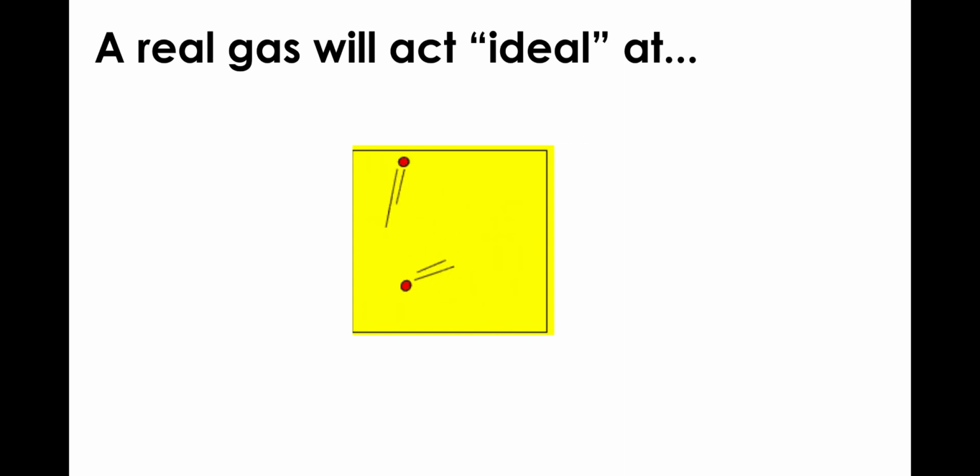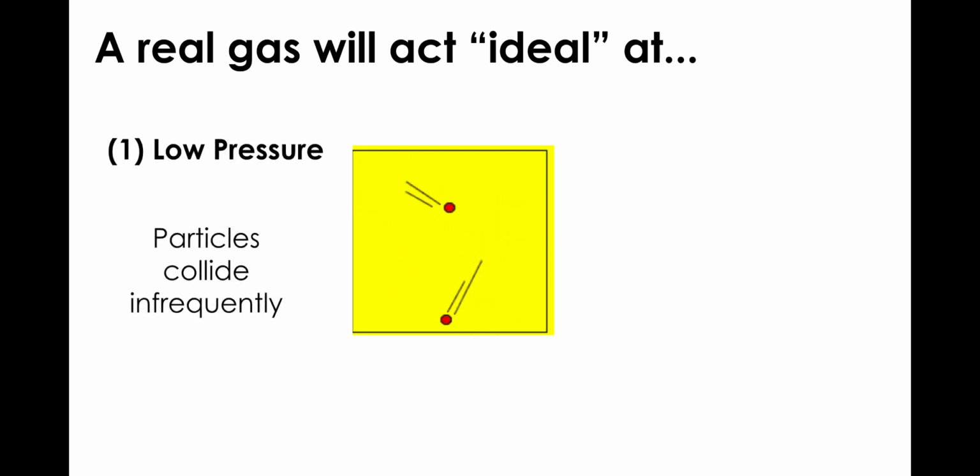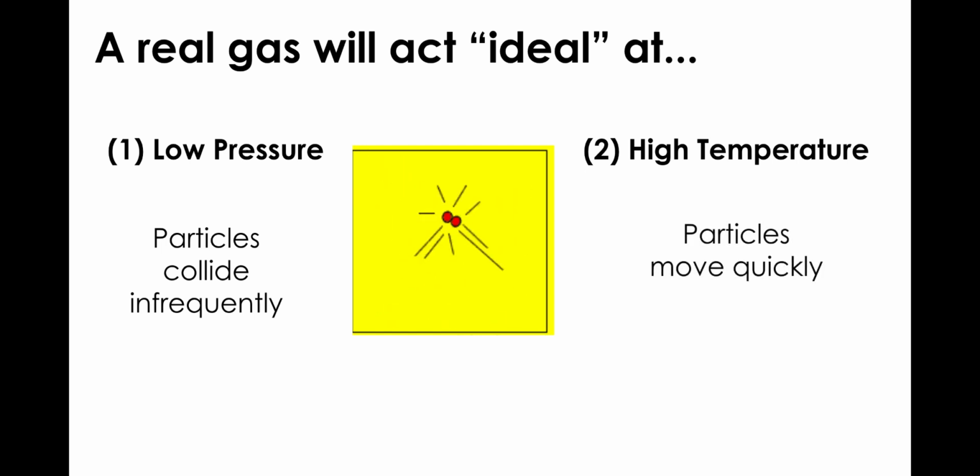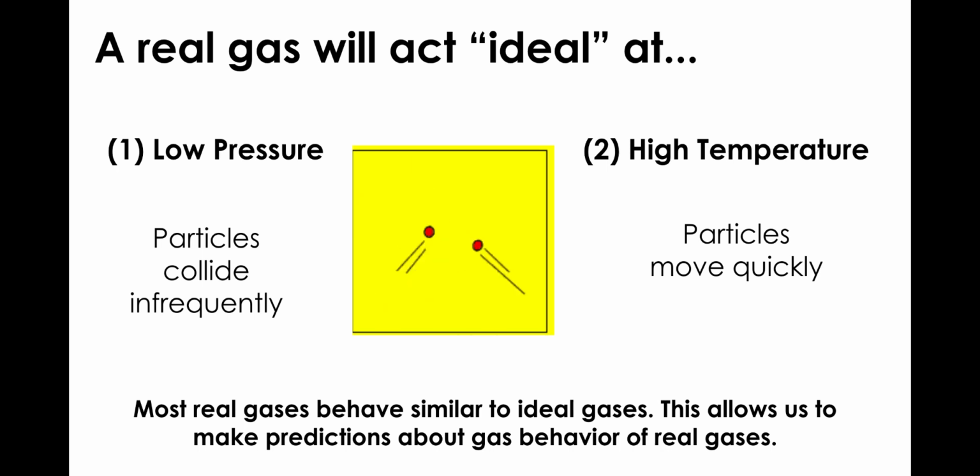So real gases will behave like an ideal gas under two situations. They need to be at a low pressure, so the particles will collide infrequently with each other and the edges of the container. And they need to be at a high temperature so that the particles are moving very quickly. Most real gases will behave similar to an ideal gas, and this allows us to make predictions about the behavior of gases using the ideal gas law.